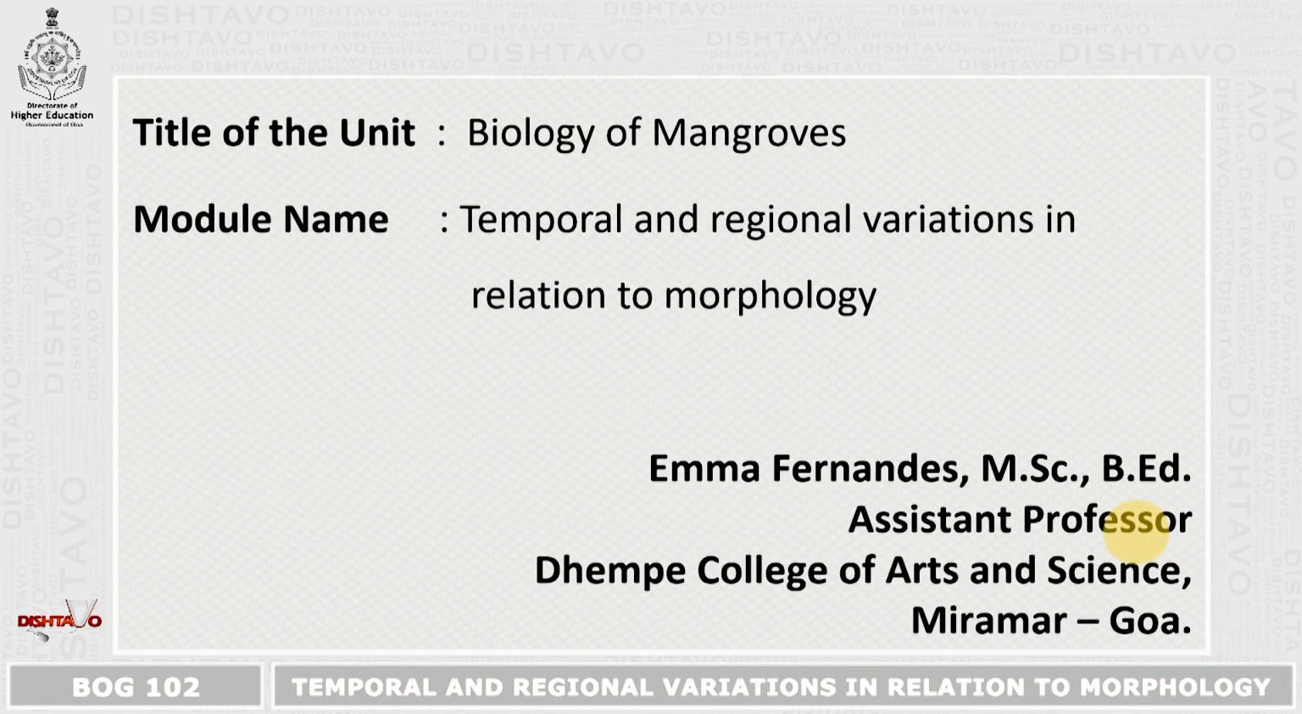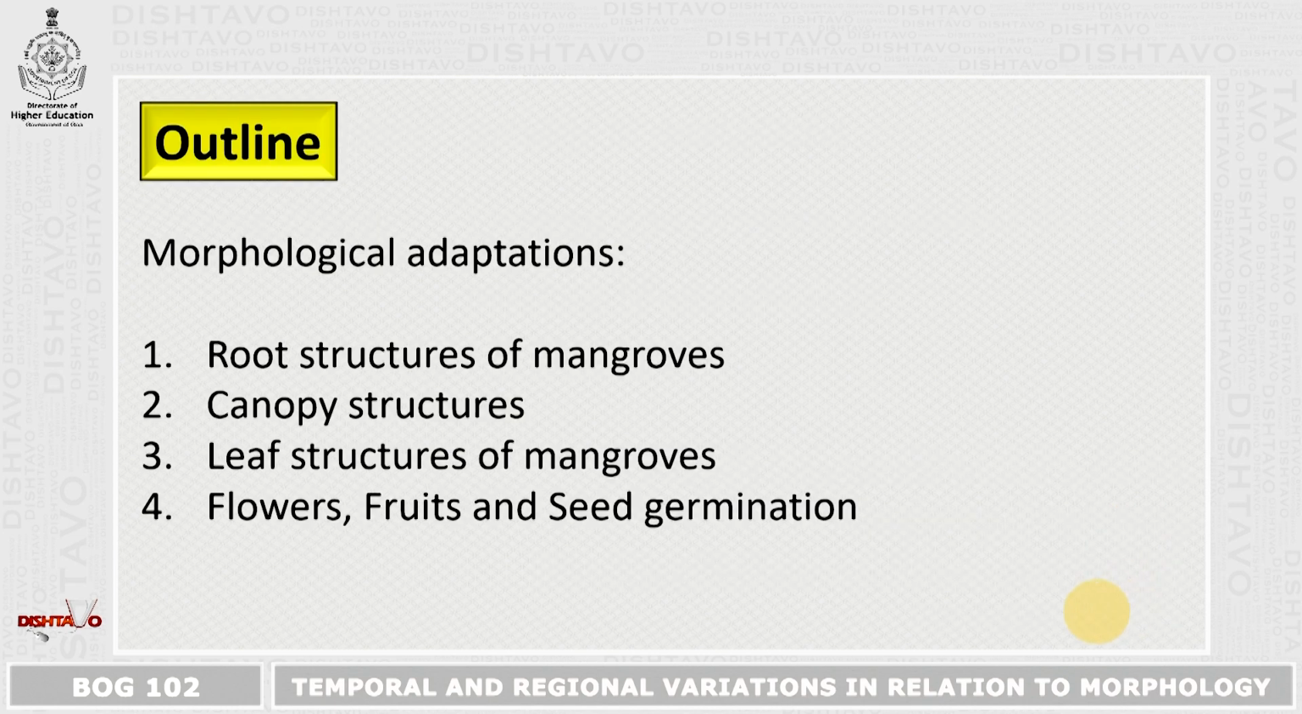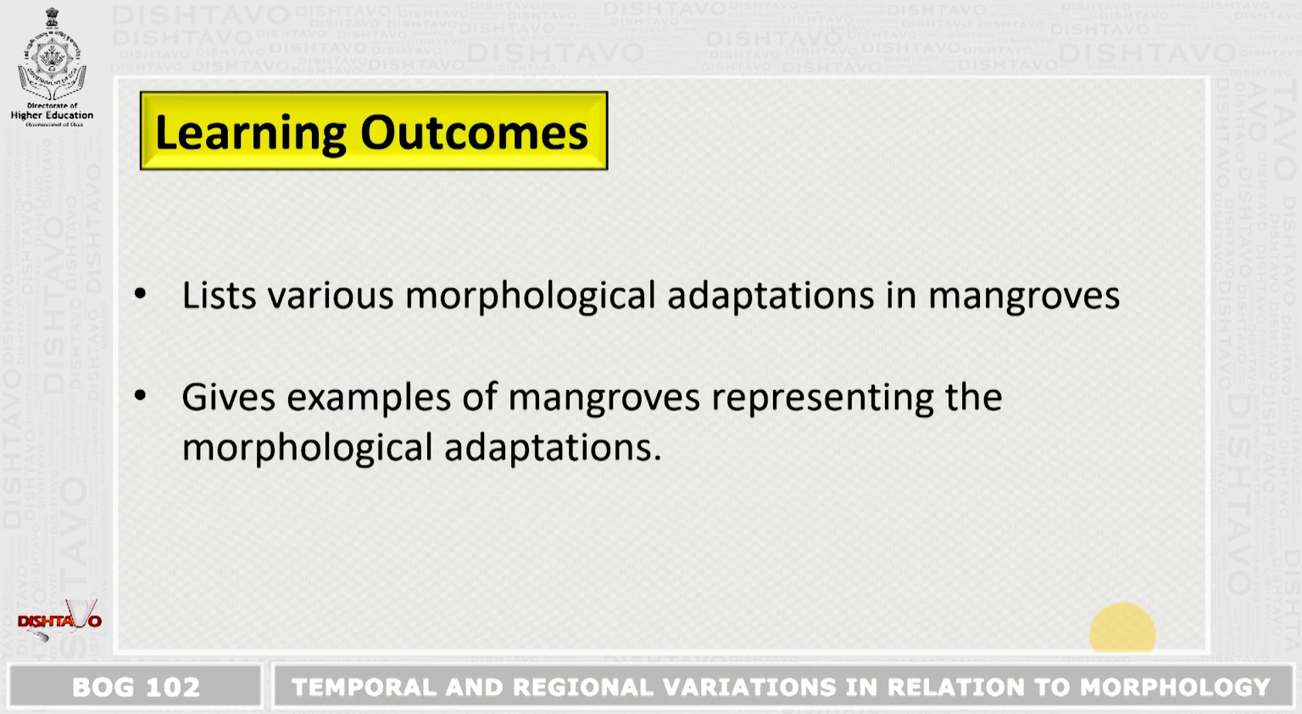The title of this unit is Biology of Mangroves, module name Temporal and Regional Variations in Relation to Morphology. In this module, we shall learn morphological adaptations such as root structure of mangroves, canopy structure, leaf structures of mangroves, flowers, fruits, and seed germination. At the end of this module, the student will list various morphological adaptations in mangroves and give examples of mangroves representing the morphological adaptations.